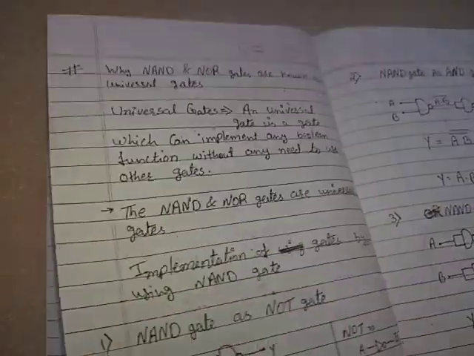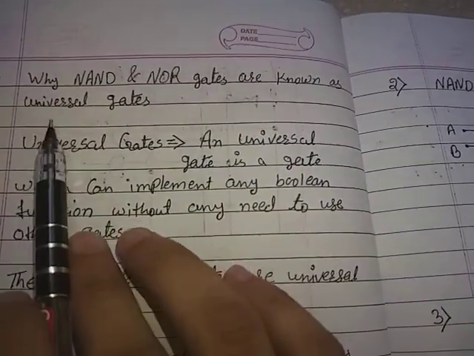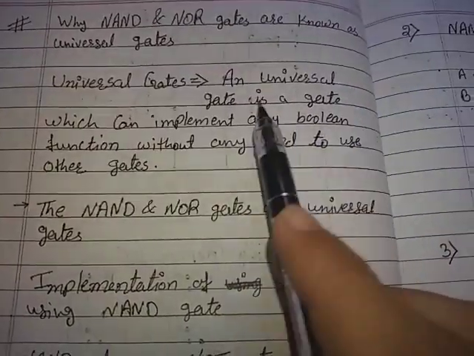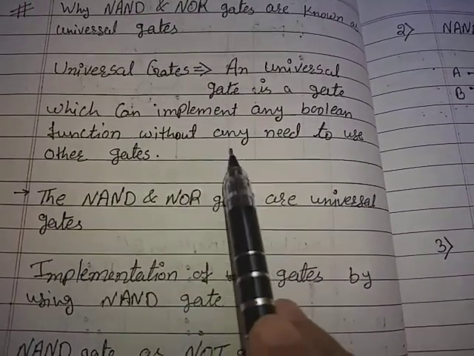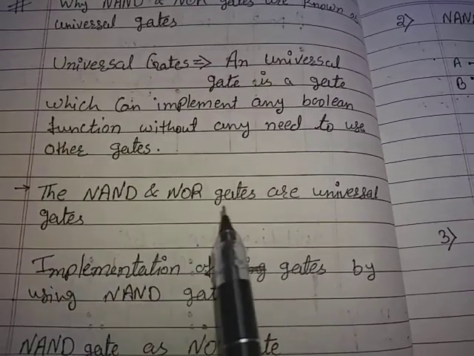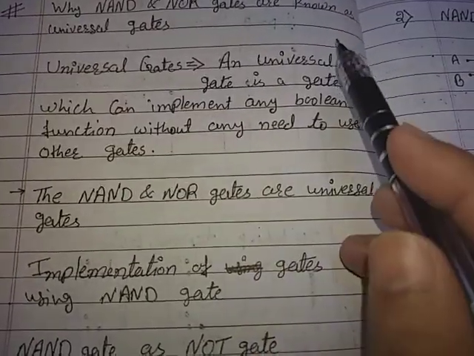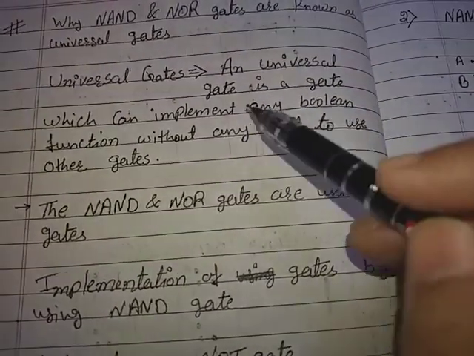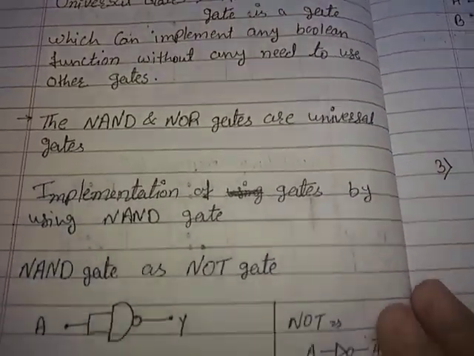derived gates. Now we will try to find why NAND and NOR gates are known as universal gates. Now, what is a universal gate? A universal gate is a gate which can implement any Boolean function without any need to use other gates. The NAND and NOR gates are universal gates. A type of gate which, to implement any Boolean equation, does not need any other gates to implement that equation. So here we go.